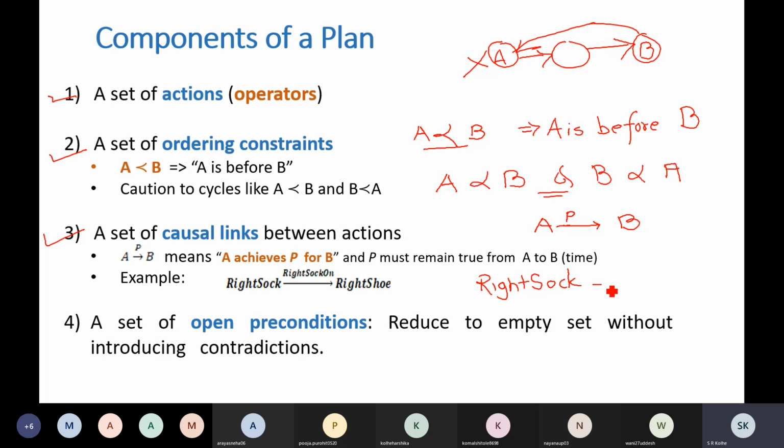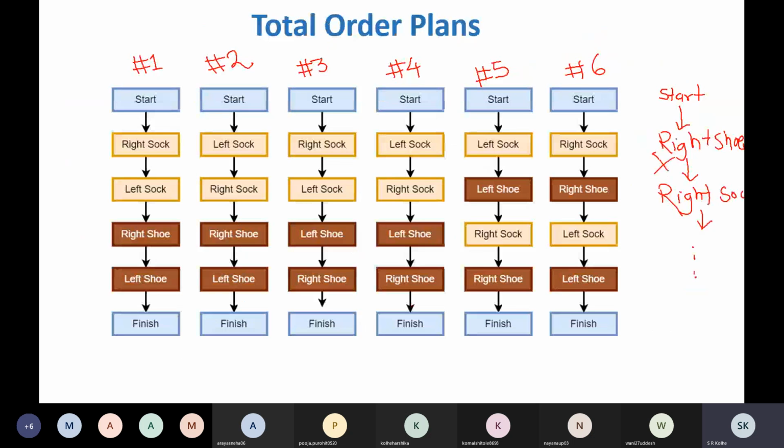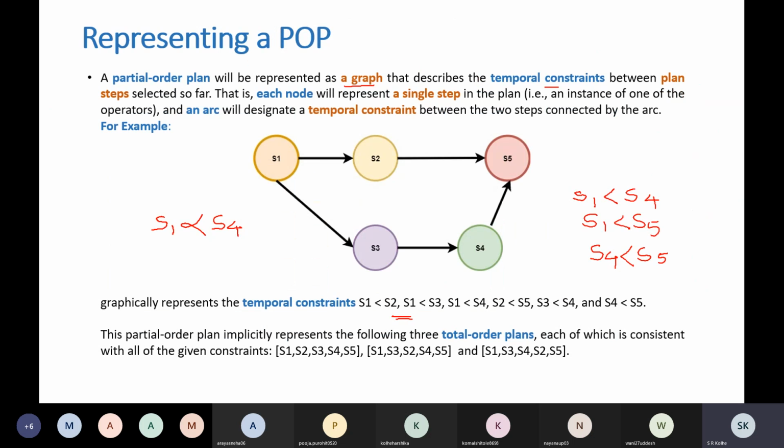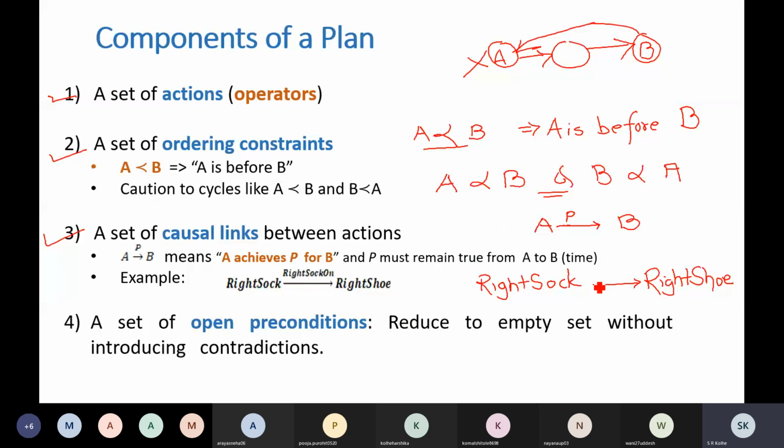Then we perform action right shoe. Right sock and right shoe. Let us go back. Right sock and right shoe. These two. Okay. This first and then right shoe next. This is part of the total order plan we are discussing out here. Right sock and right shoe. Transformation from right sock to right shoe.